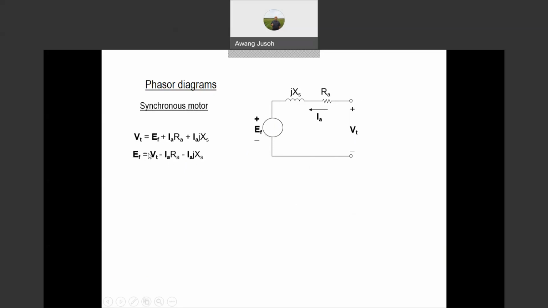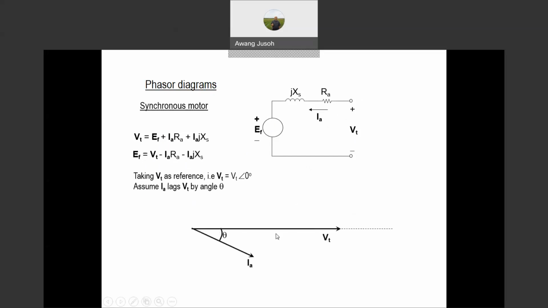We use the V terminal as reference, angle 0. And we say that IA is a lagging power factor. IA lags V terminal by 30 degrees. And because this is minus, it means the vector of IA must be reversed. IA must be reversed, and IAjXS also reversed like that, and you get the EF now.